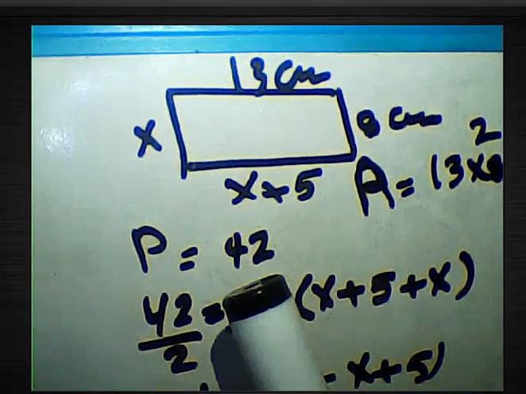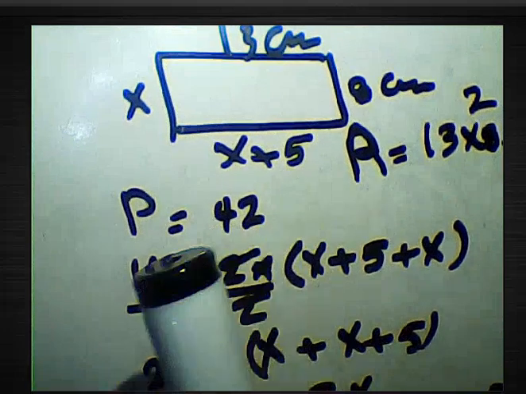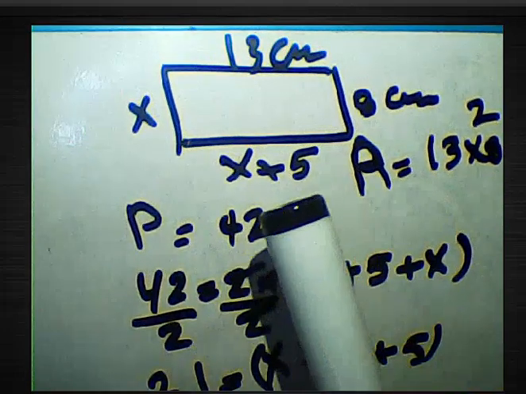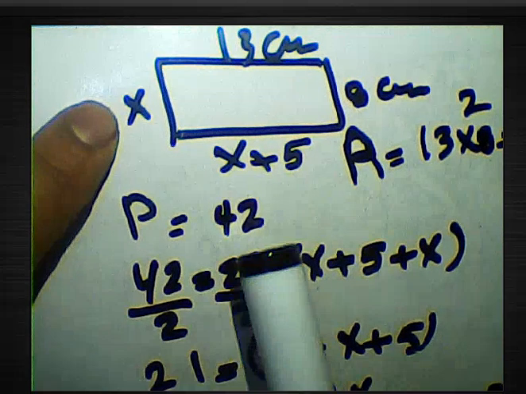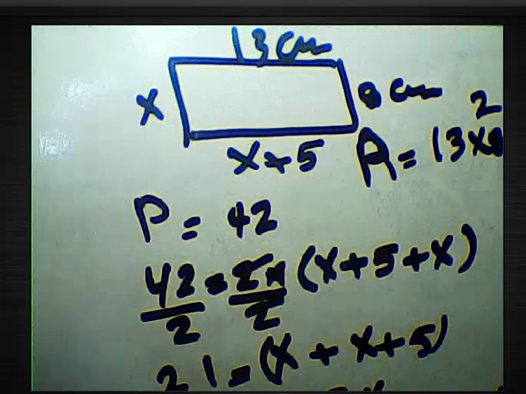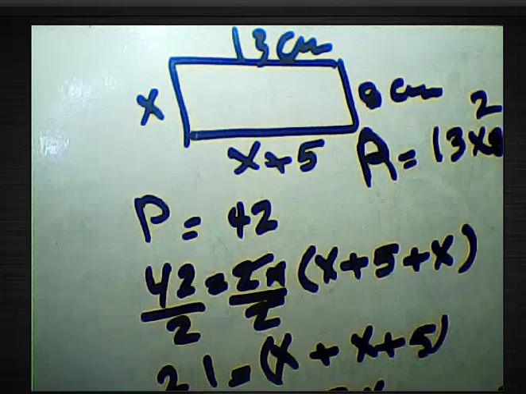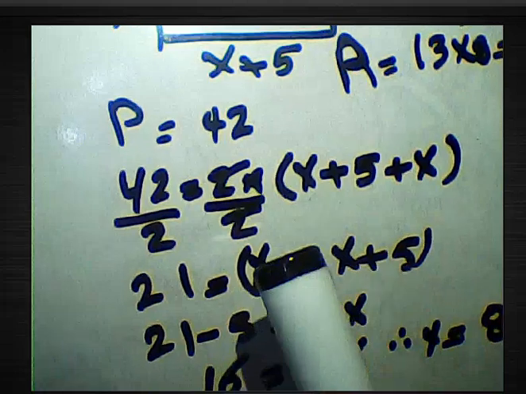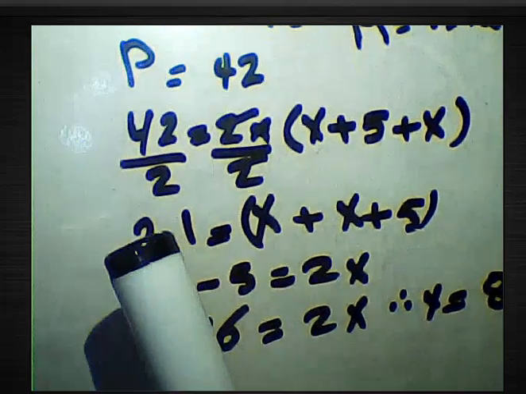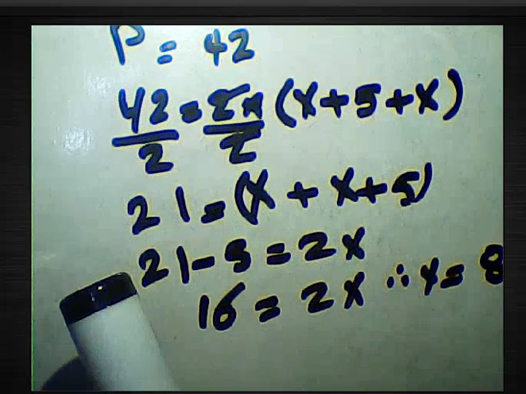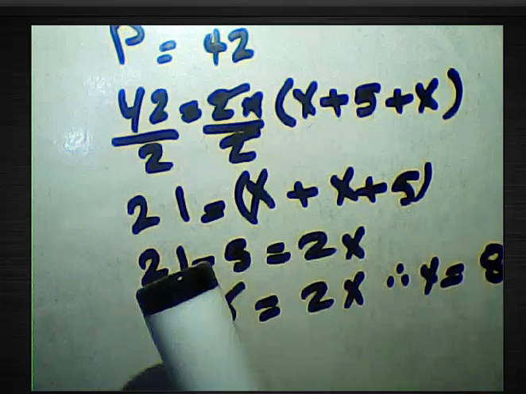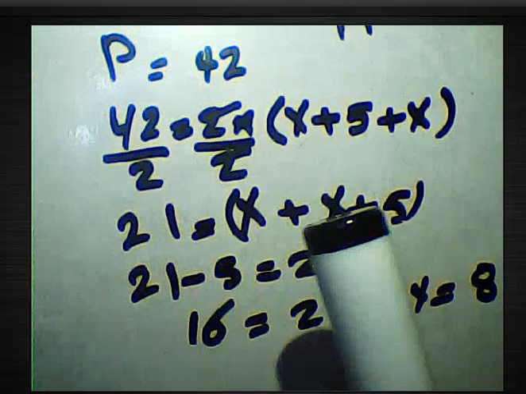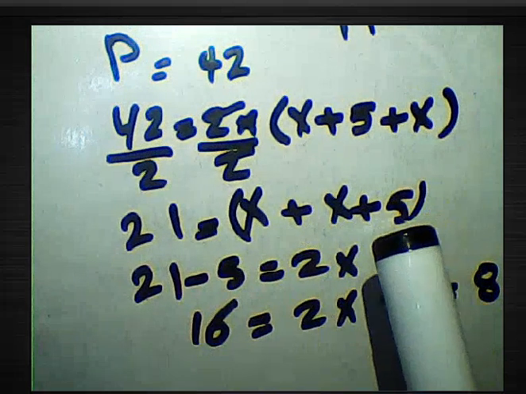Look at with me. Given the perimeter 42, and the length is more than the width by 5. We'll let width equal x centimeter, and the length x plus 5, and perimeter equal length plus width times 2. x plus 5 plus x times 2 equal 42. We can divide by 2 from the left hand side and right hand side. 42 divided by 2 equal 21. 21 equal x plus 5 plus x. We can simplify this equation by moving 5 from the right hand side to the left hand side.